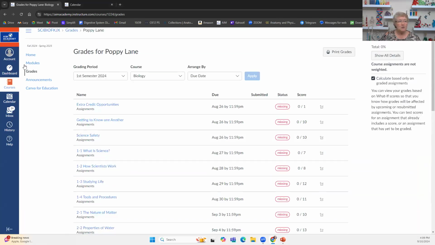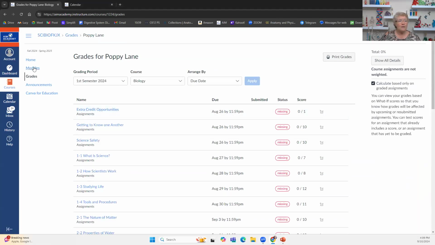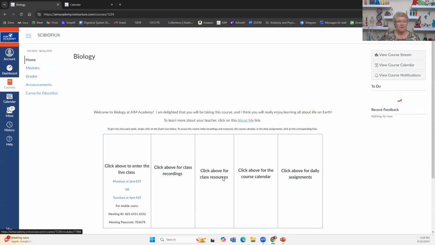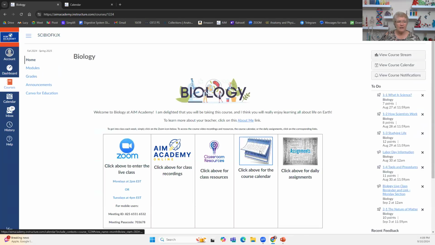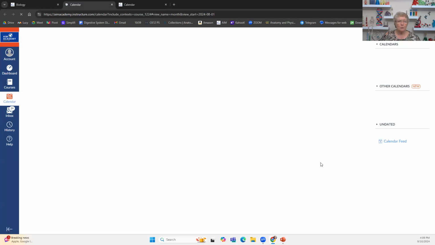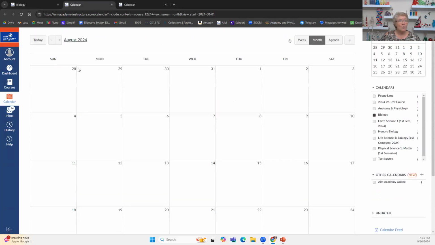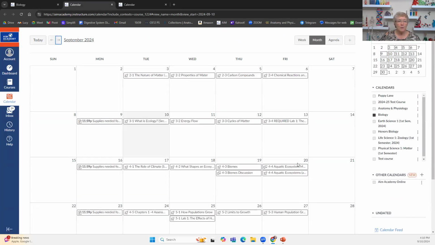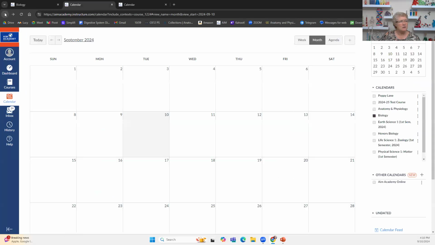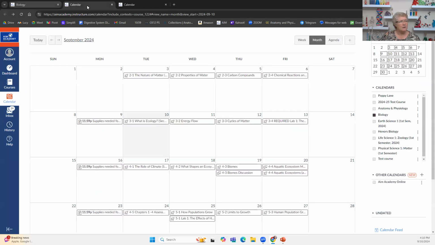I do not recommend using grades or the calendar. The calendar is the same way. Right here is the course calendar. You can use that as a general rule, but don't use it to see what's due and what's not due. There may be some that are due that are not listed on this calendar. Also, when you're on your home page, go back to it. Here we go.